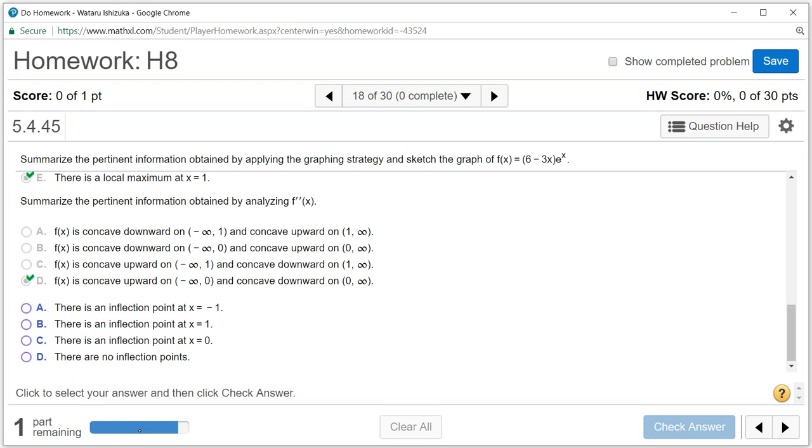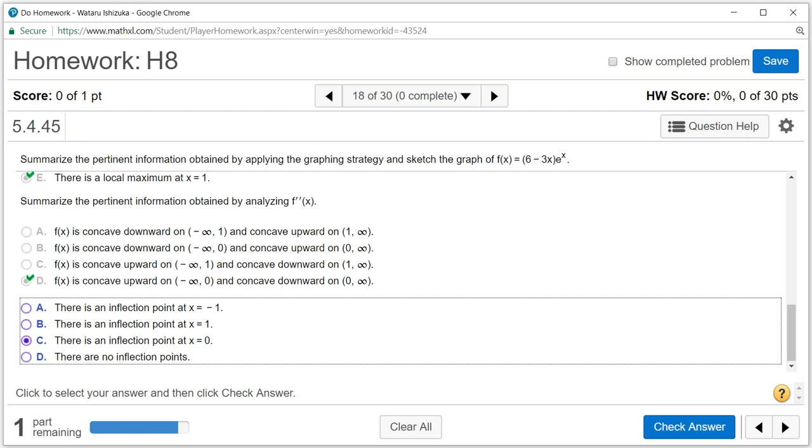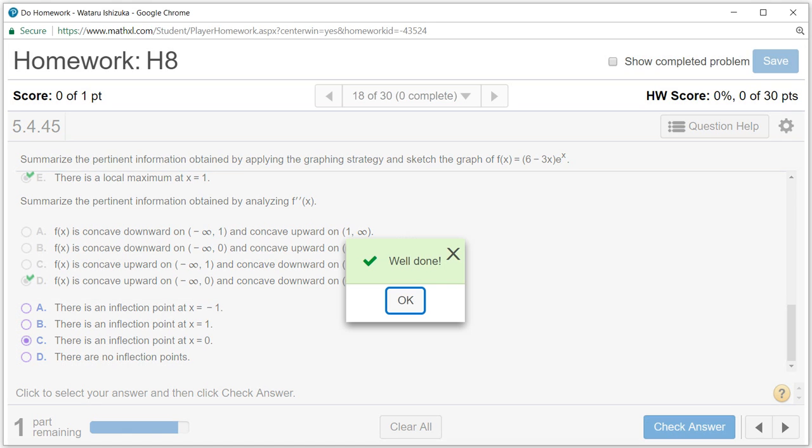All right, there is an inflection point. You can see that the concavity changes at 0. Then there is an inflection point at 0. So check the answer. We got that.